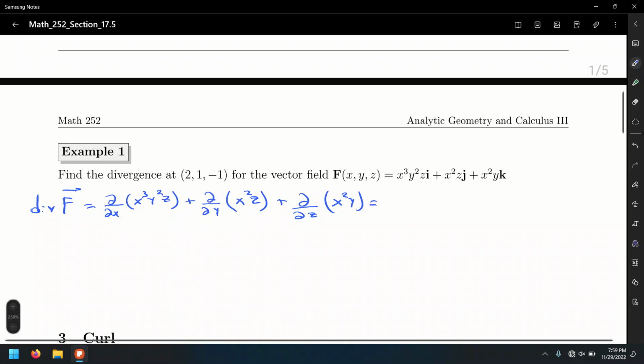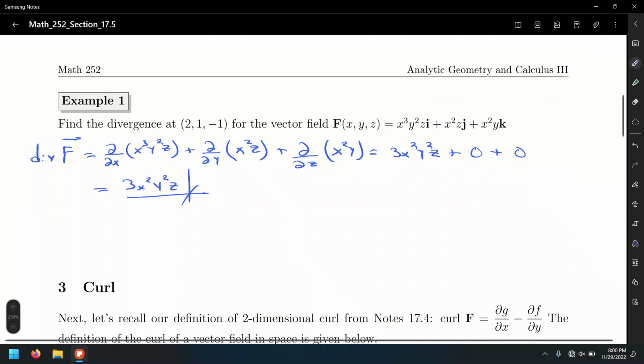And let's just take the partials. With respect to x, this is 3x squared y squared z, plus the derivative with respect to y. Well, in this case, there's no y at all in that component. This is just constant, that's 0. And the derivative with respect to z, there's no z at all. That's just 0. So in this case, final answer, 3x squared y squared z.